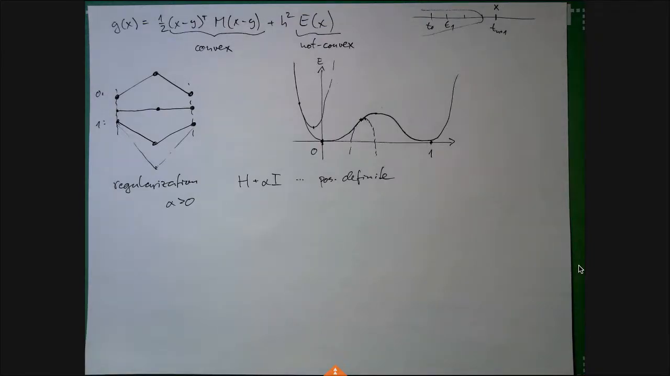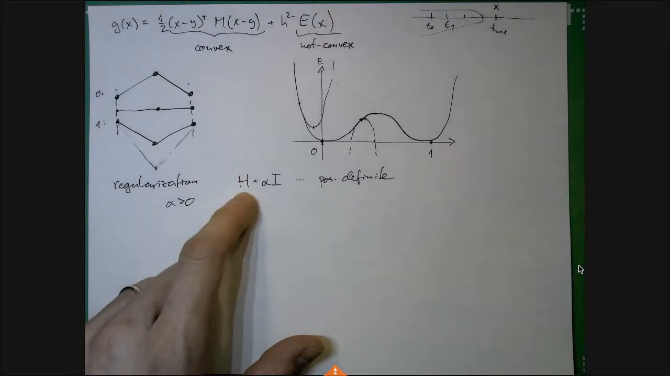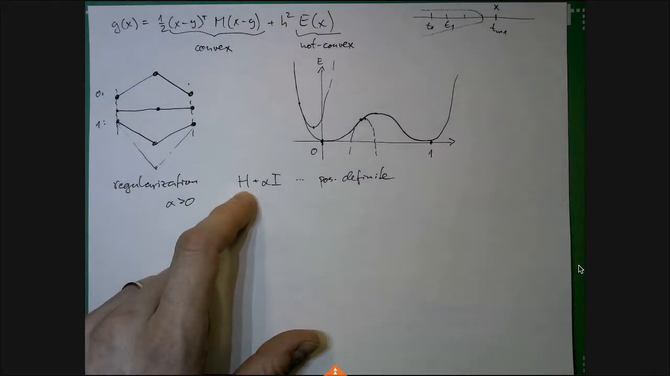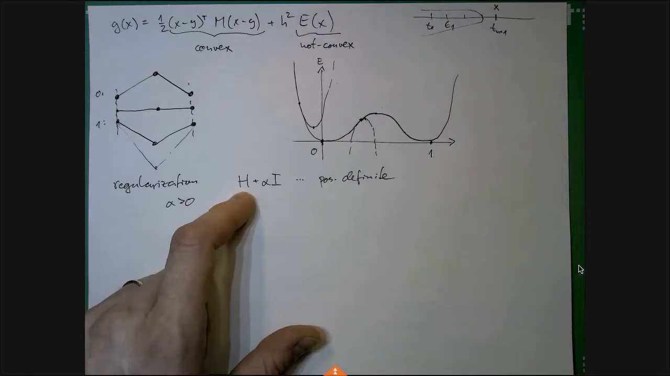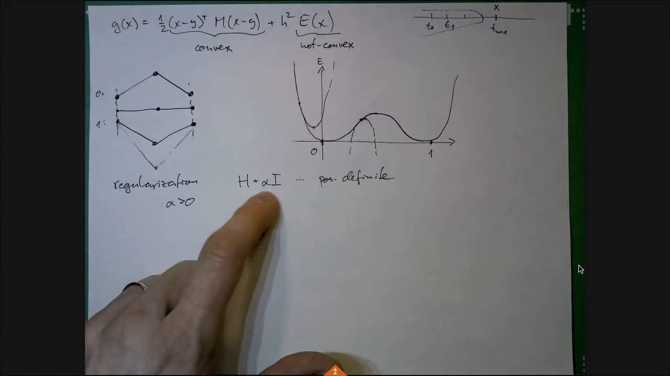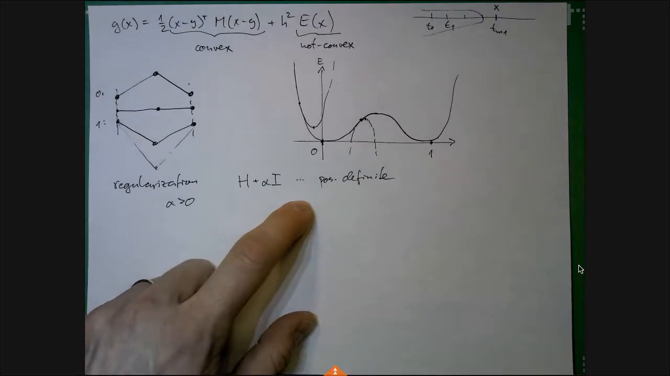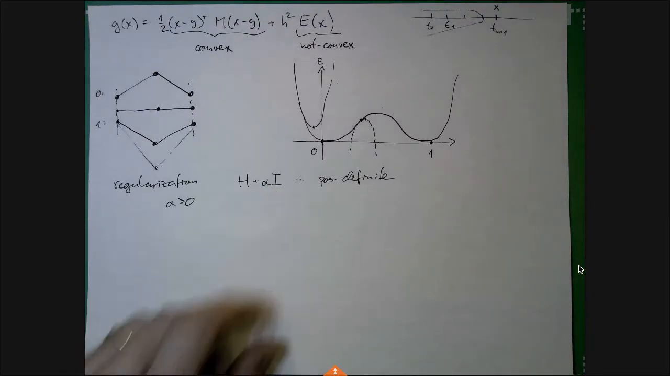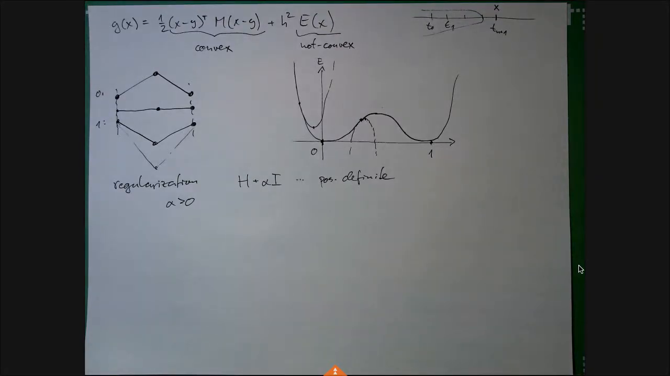Do you see why? So the H is symmetric. It's a real symmetric, potentially indefinite matrix. Let's assume it's indefinite. By adding a multiple of identity, I can make it positive definite. If you were paying attention during your linear algebra classes, you should know why this is always possible.